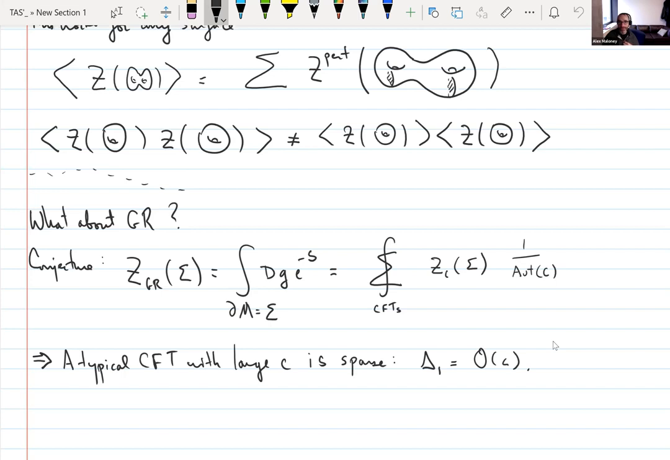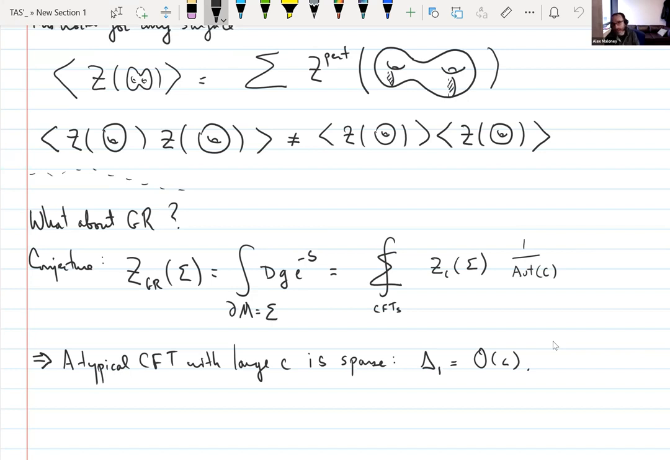But what this conjecture would imply is not just that there are conformal field theories with large gaps, but that a typical conformal field theory has a large gap. This seems like a preposterous statement, but if you believe that pure gravity is an average over a space of CFTs, this is the implication of that.